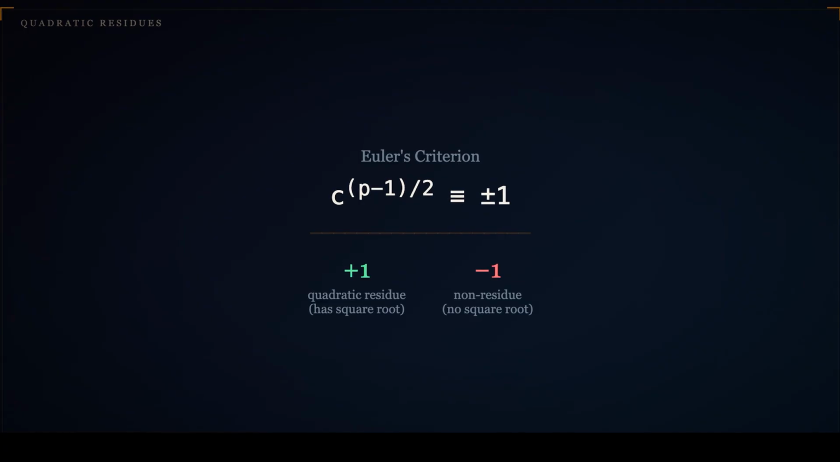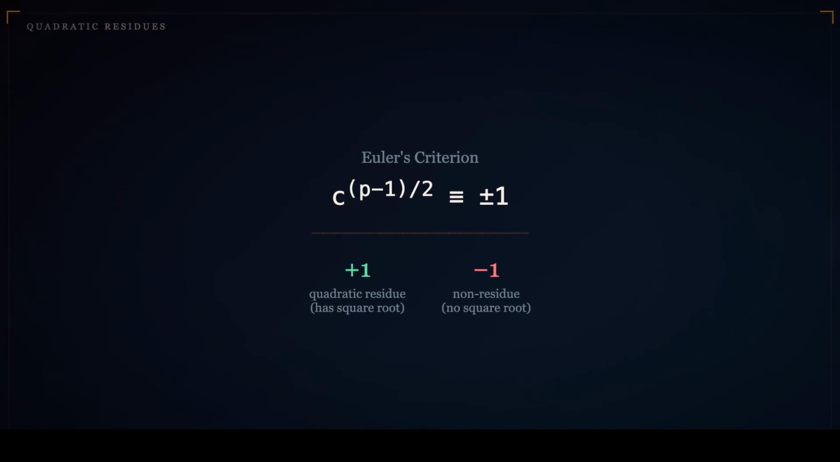We need a fast way to test whether a number is a square modulo p. Euler's criterion provides the answer. Raise c to the power p minus 1 over 2. If the result is 1, c is a quadratic residue and has a square root. If the result is -1, it does not.